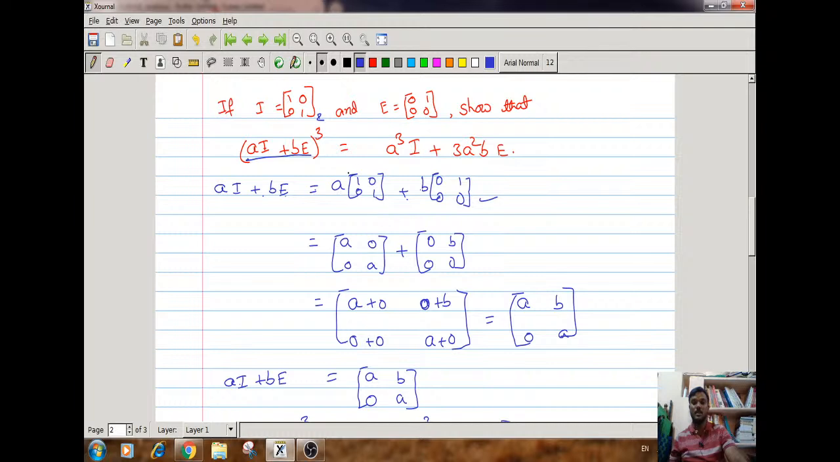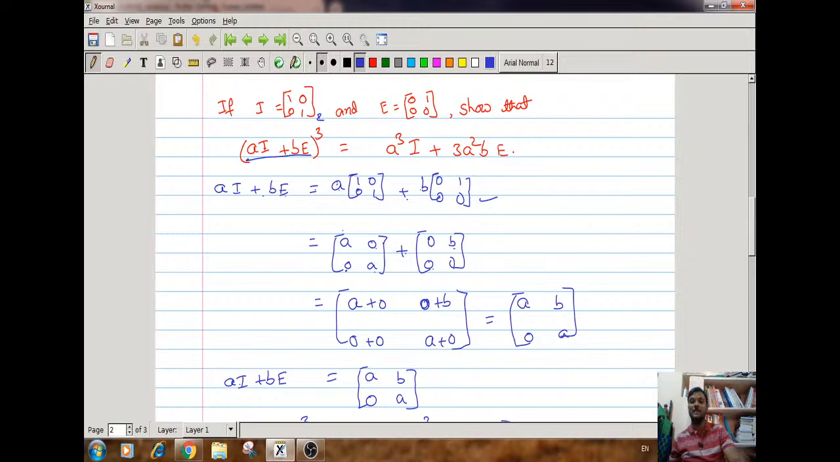Okay, so here it is a scalar multiplication. That means we need to multiply this A with each and every element of this matrix. So A into 1 is A, and the rest all elements are 0, because 0 into A is 0. That's why I wrote 0 here, and here also you will get 0, and 1 into A is A, plus B into this matrix. You will get [0 B; 0 0].